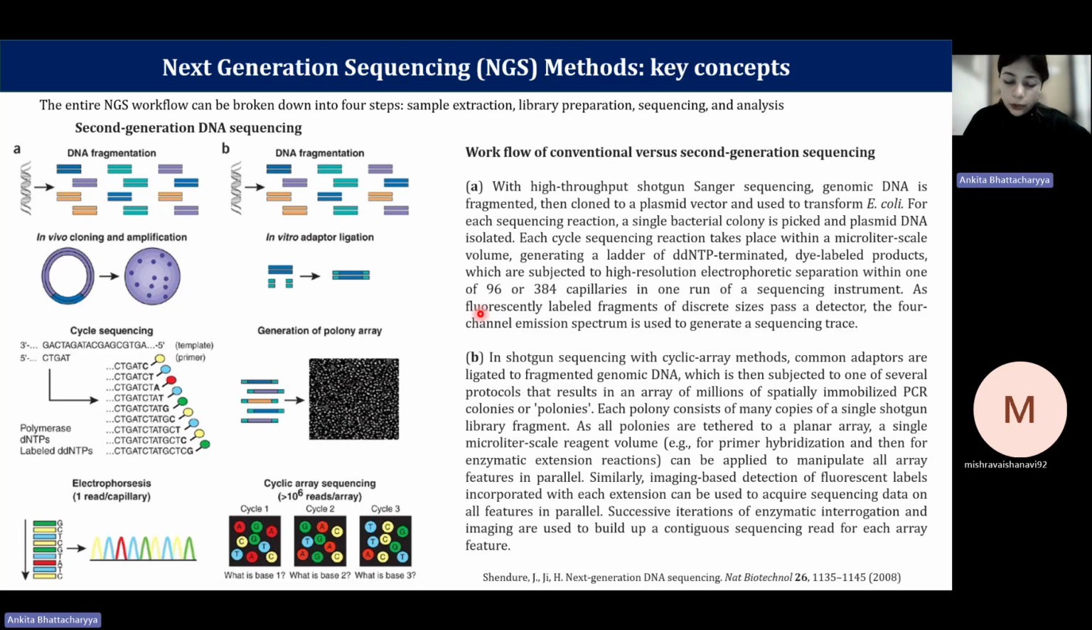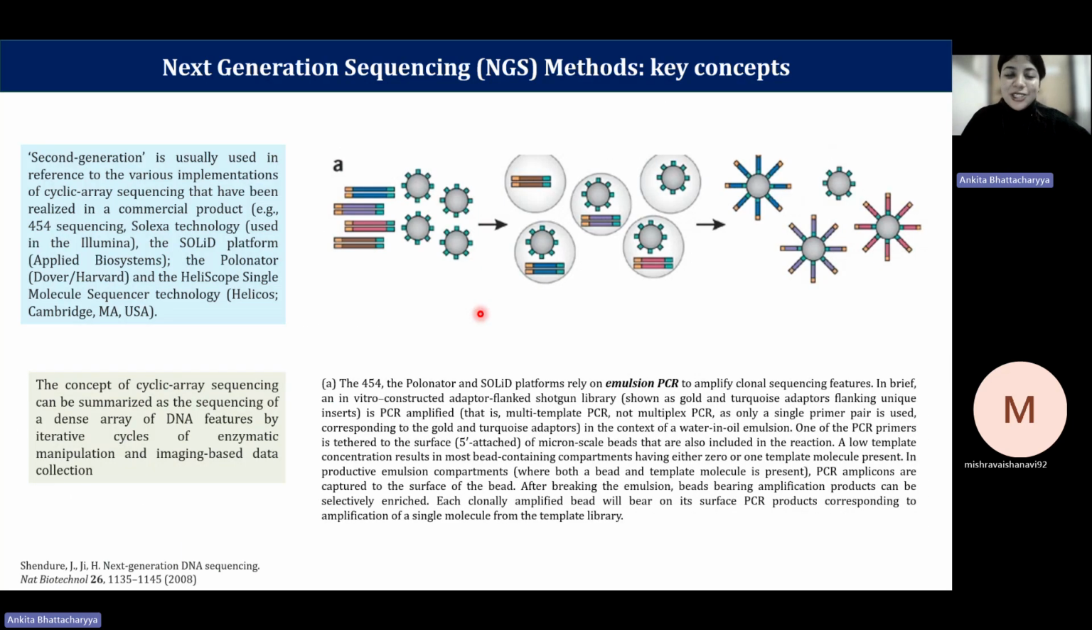So you'll learn more about it. Just hold a little more patience. I'll explain everything in a lot more detail. So here is where we go into more detail about what we mean by second generation. It is usually used in reference to various implementations of the cyclic array sequencing that has been realized in commercial products like Roche 454 sequencing, and Solexa technology used by Illumina. This is what we'll be discussing in extensive detail today.